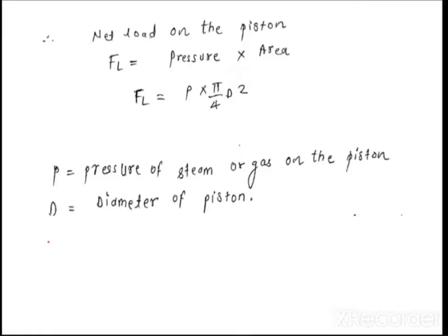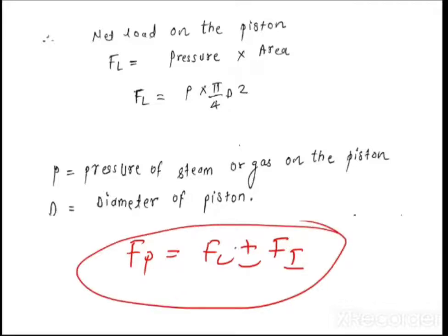So finally I have calculated FP. So for horizontal engine, FP is equal to FL plus minus FI. So this is the formula that you have to understand.